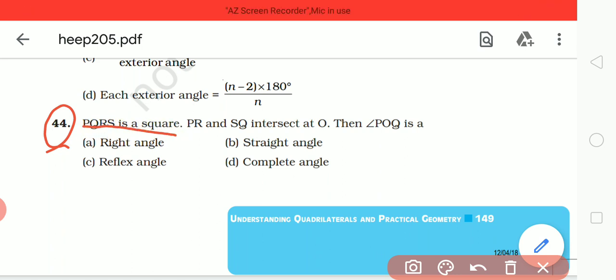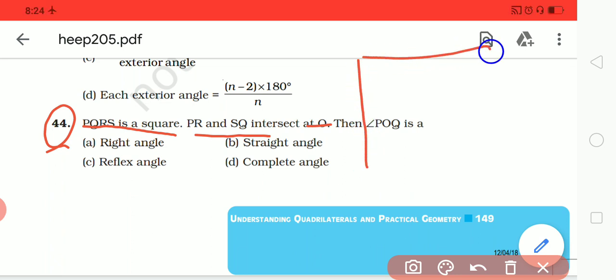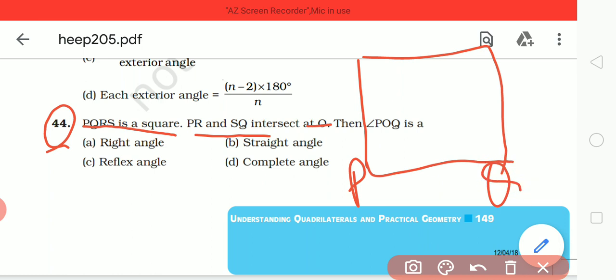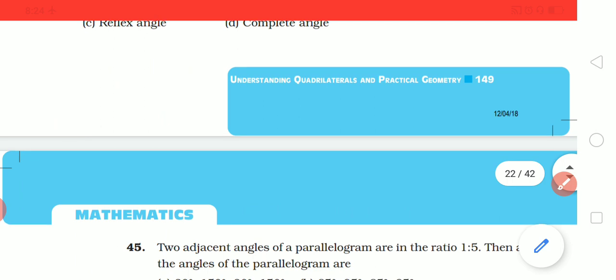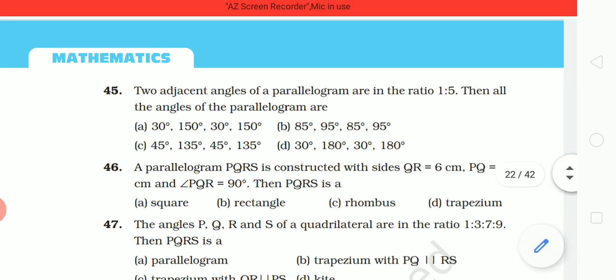PQRS is a square where PR and SQ intersect at O, then angle POQ is A. Now PQRS is a square, I'm writing PQRS, so this is a square and the diagonals intersect at point O. So this is the right angle, students, because in a square the diagonals bisect at right angles, so it is a right angle.